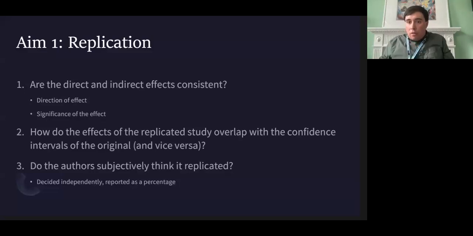So the people who are on the study, who are hopefully experts in the field or close to it, in their opinions, is it a replication? That was decided independently. We literally just took the data we had, we looked at the results, we went away separately, and we wrote ourselves for every direct and indirect effect, did it replicate? I want to talk a little bit about that last one in particular. So what's interesting about this is we didn't give guidelines, really.